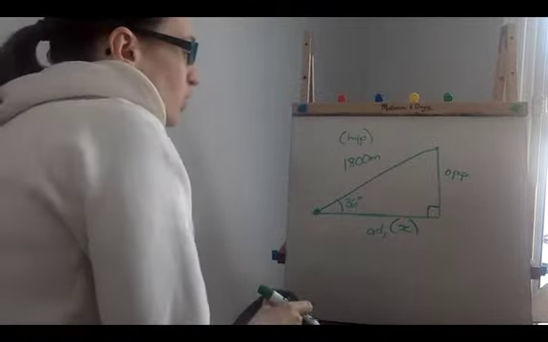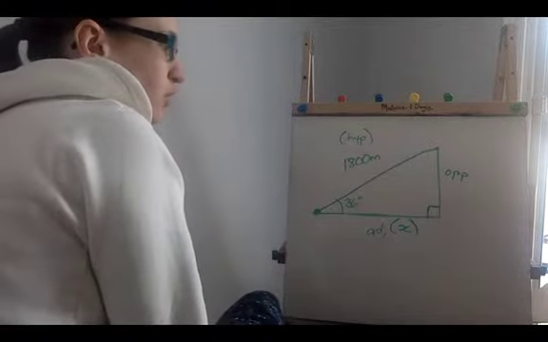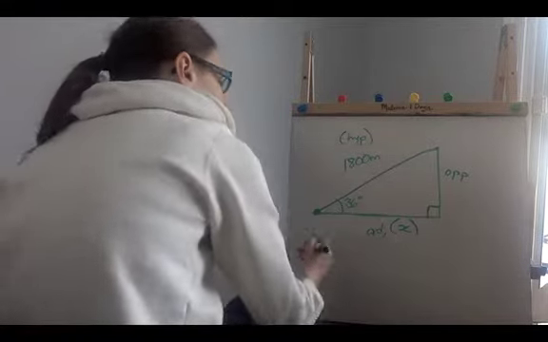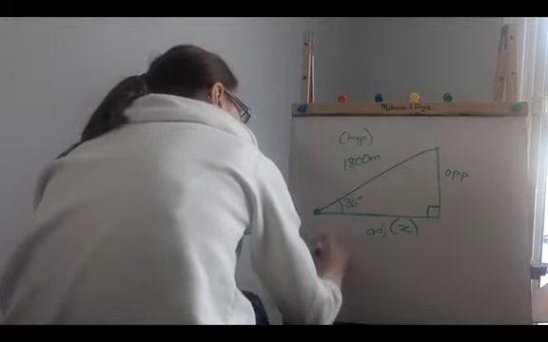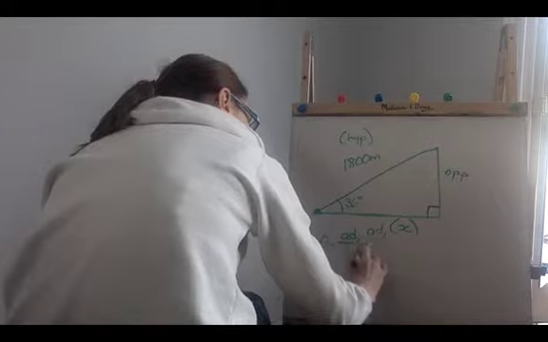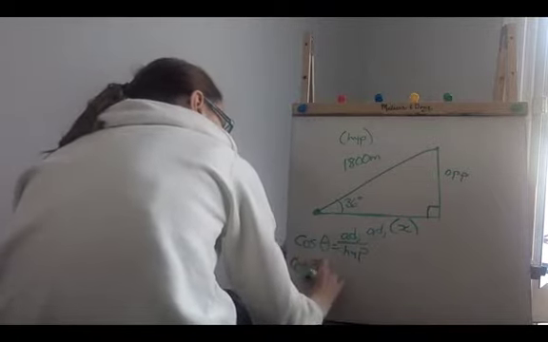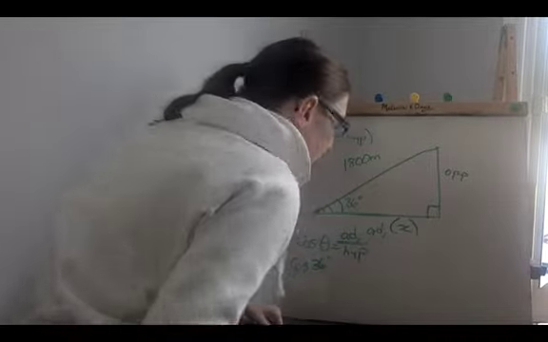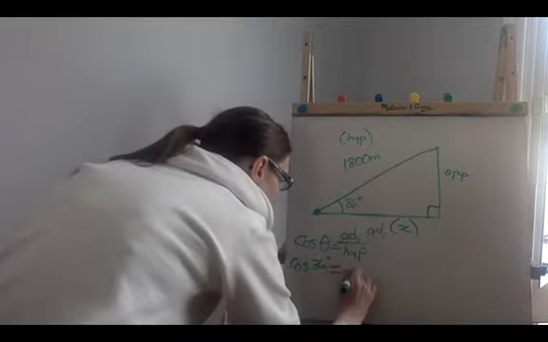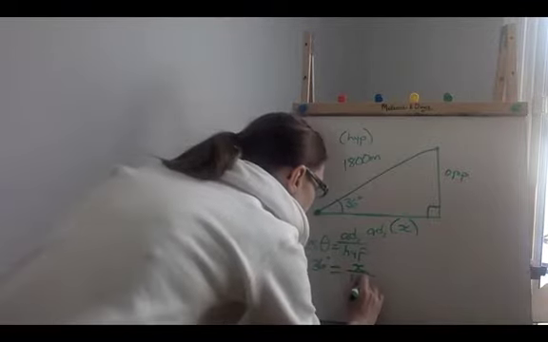So I have the hypotenuse, I'm looking for the adjacent, so the trig ratio that involves adjacent and hypotenuse is cosine. I would set up cosine of theta is equal to the adjacent divided by the hypotenuse. I have the angle value, it's 36 degrees. Cosine of 36 degrees is equal to x, the unknown adjacent, divided by 1800, which is the hypotenuse.